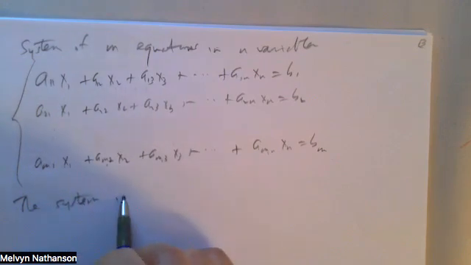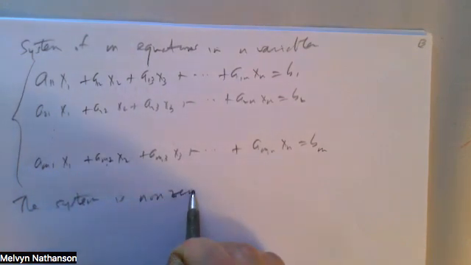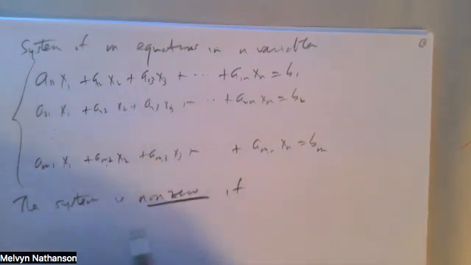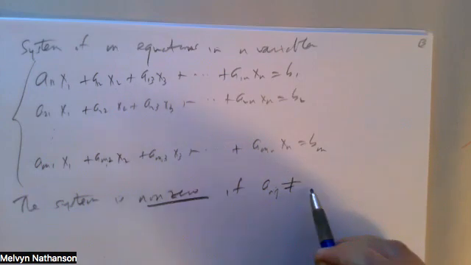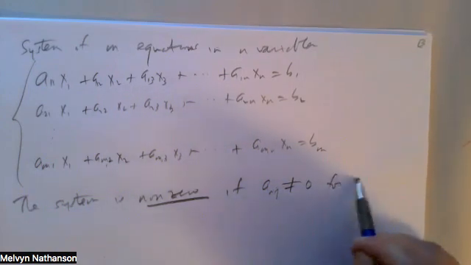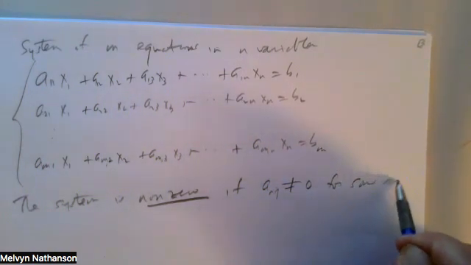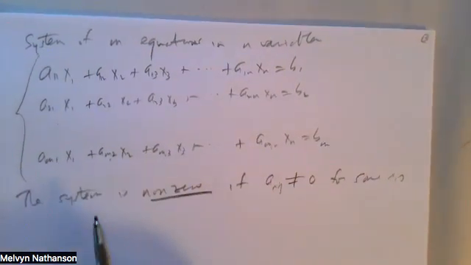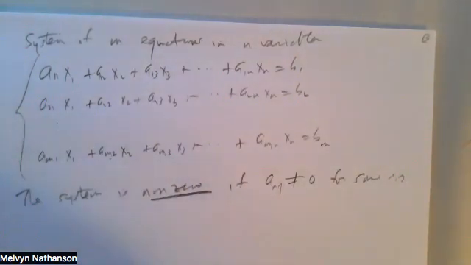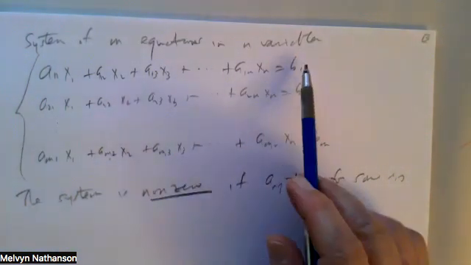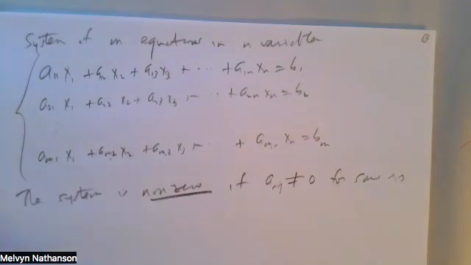And the system is non-zero if at least one of the coefficients, aij, is different from 0 for some pair i and j. If every coefficient is 0, then you just have a set of 0 equations and it has a solution precisely when all the b's are 0. So it's only the non-zero systems that are of interest.